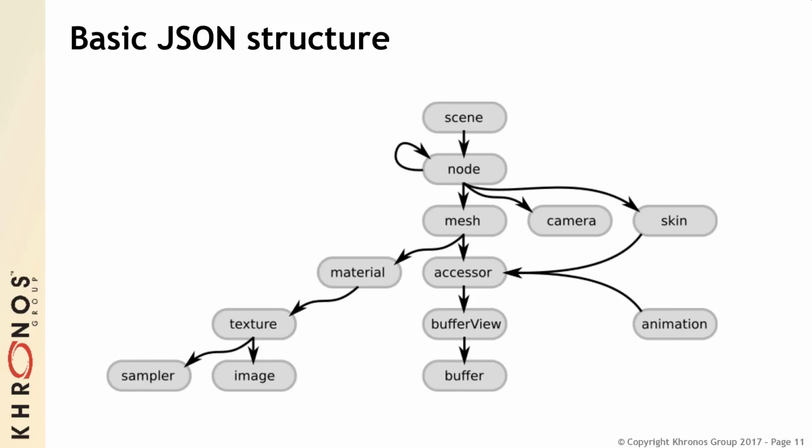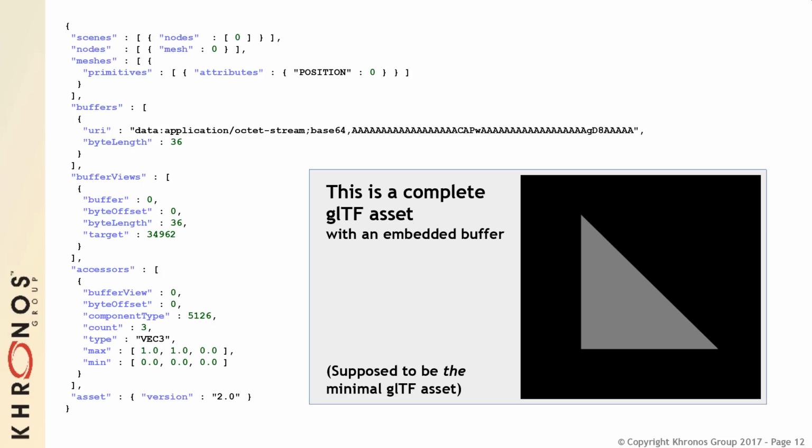Here's an example of a glTF asset. This is supposed to be the minimal glTF asset that can exist at all. It's a simple triangle, so you can see that there's a complete valid glTF asset on a single slide. You can actually copy and paste this into a viewer, and it should be able to display it. It's glTF version 2.0. There are not yet many viewers, but we hope that there will be broader support really soon.